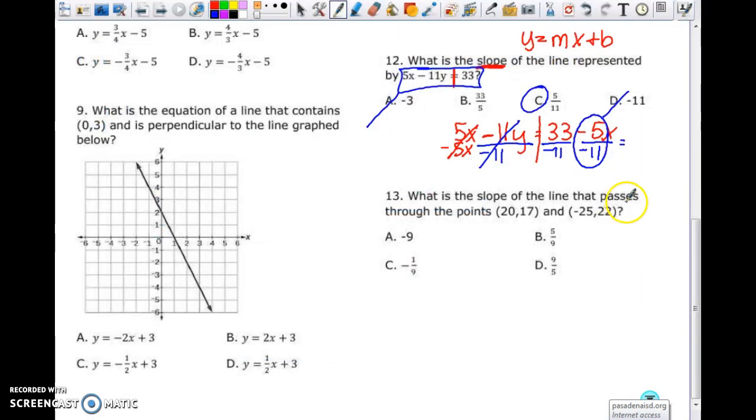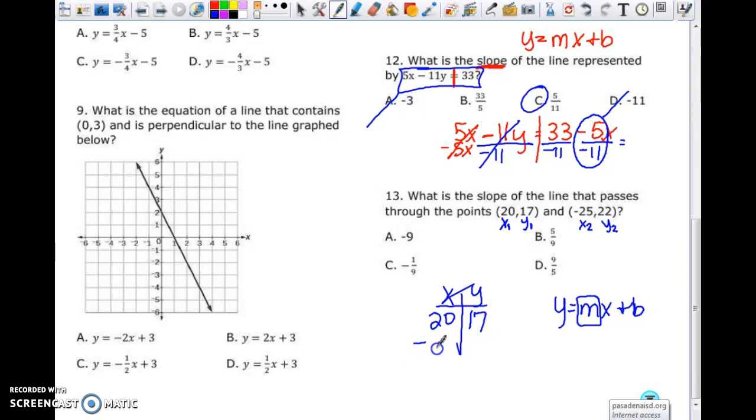The last one is, what is the slope of the line that passes through the points (20, 17) and (-25, 22)? Again, they give you points. All points are made up of an x and a y. Yes, you can use a formula. Remember, pick one to go first, one to go second. Or remember, y equals mx plus b. The m is the slope. If we have points, the calculator will give you the equation, meaning you'll know the m. All you've got to do is plug in your points.